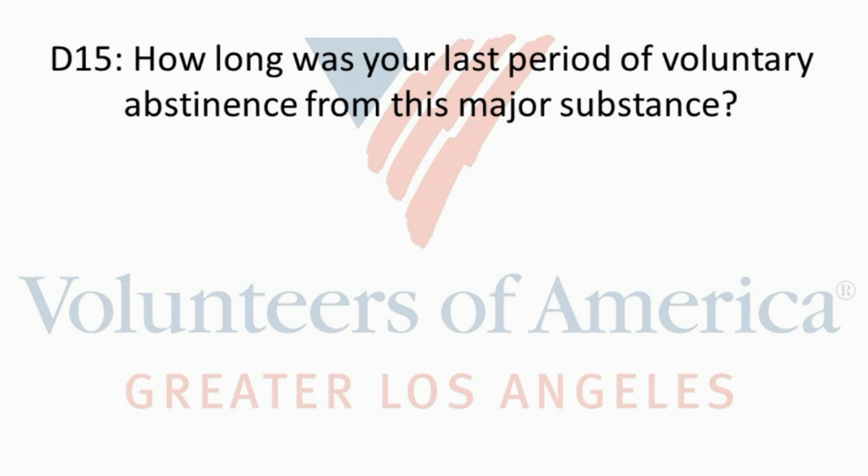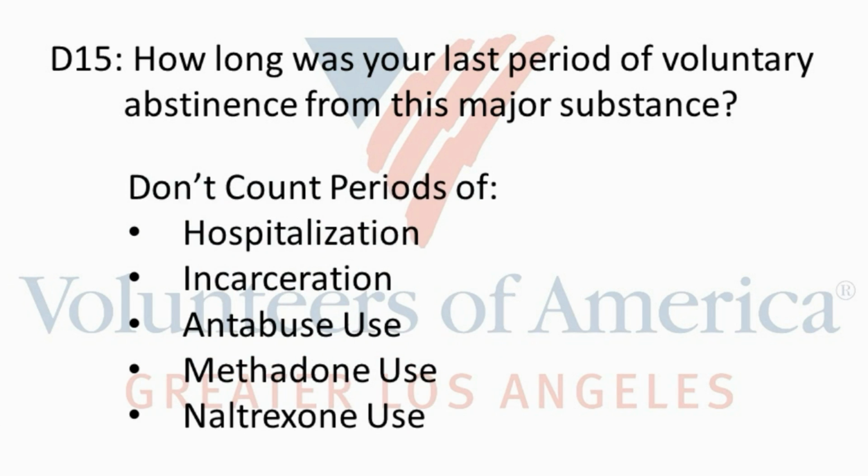Question D15 states, how long was your last period of voluntary abstinence from this major substance? Most recent sobriety lasting at least a month counts. Periods of hospitalization or incarceration do not count. Lastly, periods of antabuse, methadone, or naltrexone use do not count either. If D15 is coded as 00 or if client is still abstinent, enter 00 for question D16.